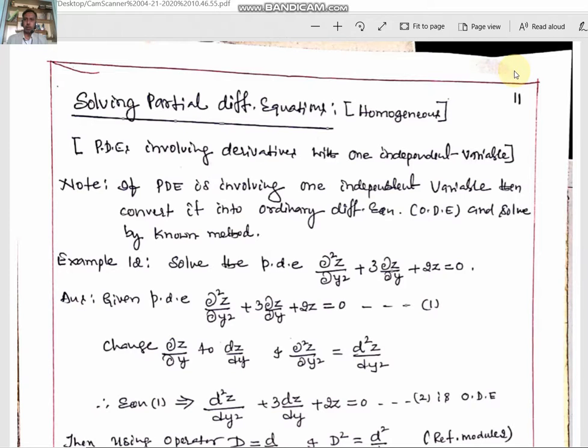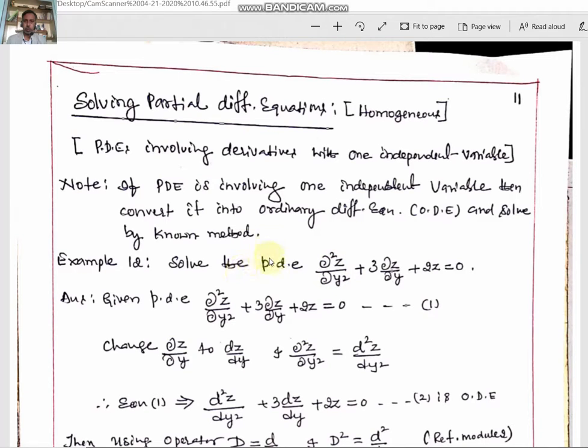Okay, now let us solve partial differential equations of homogeneous type. Homogeneous type means partial differential equations with the right-hand side being the zero function, and here in this case they involve only one independent variable, either x or y.